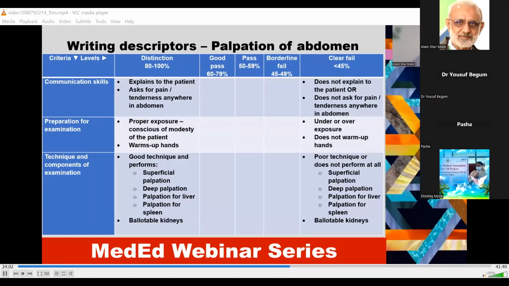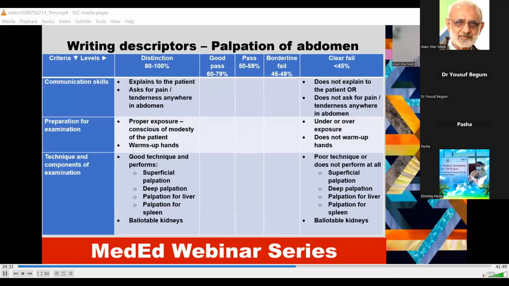So to achieve distinction in communication skills, the student must explain to the patient about the examination and ask for pain, tenderness anywhere in the abdomen. And if the student fails to explain to the patient or does not ask for pain, tenderness anywhere in the abdomen, that student would be in the column of clear fail.